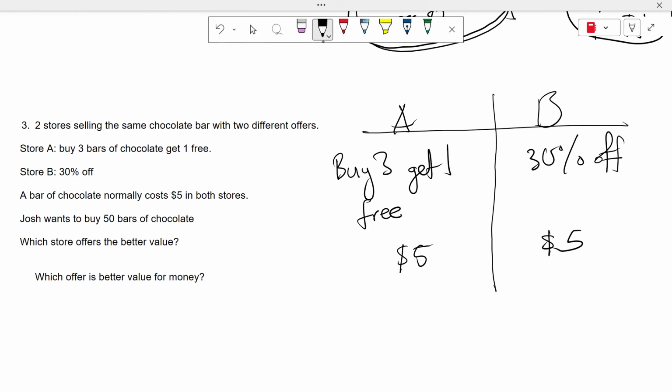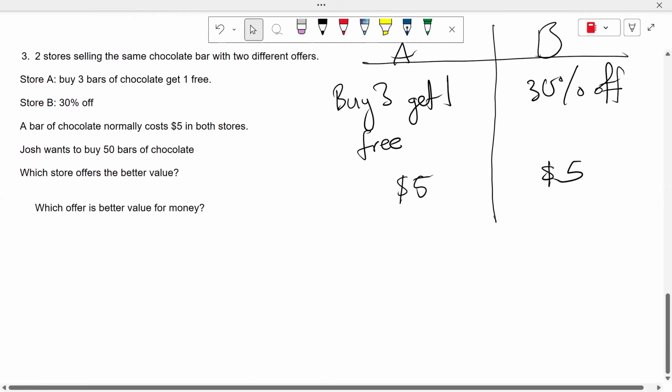Okay, in this case it's going to be a bit more tricky, because now you won't just be focusing on the unit price, since their offers are totally different. You have to consider the 50 bars of chocolates. If Josh wants to buy 50 bars, which one will give him the lower price? Let's start with store A: buy 3 bars of chocolate, get one free.